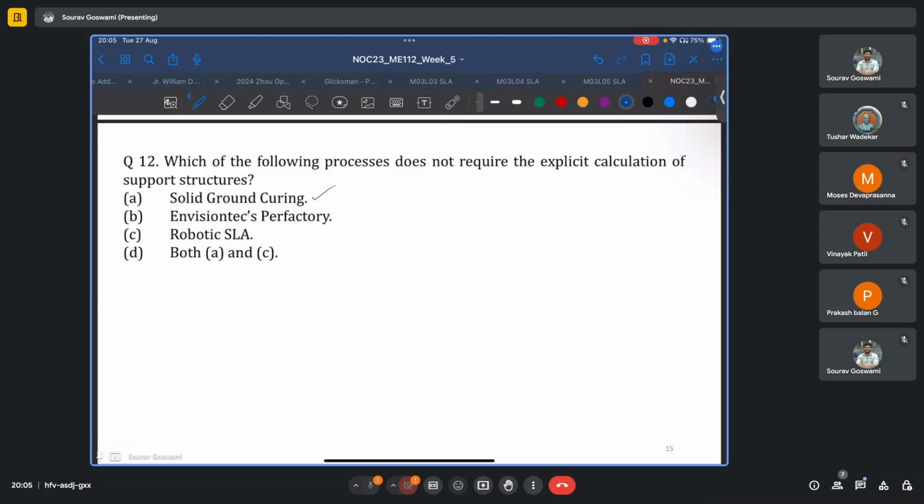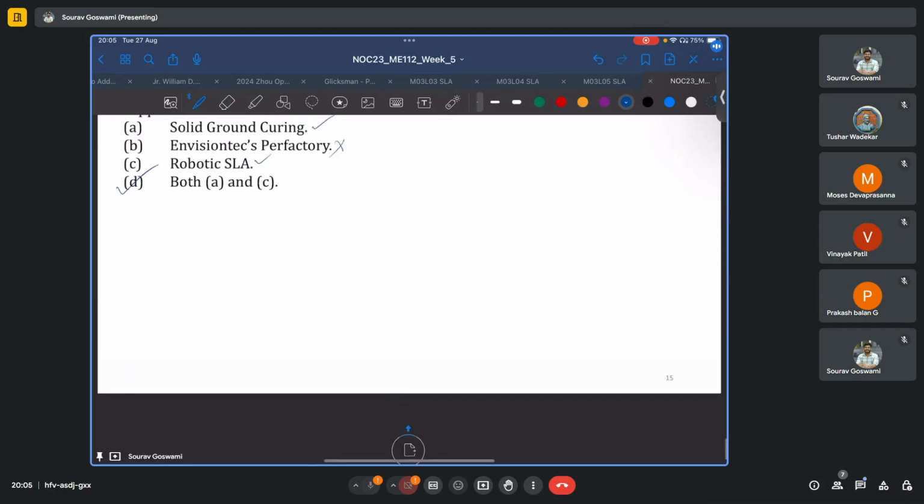Envision Tec Perfactory? No, in Perfactory, the explicit support structures may still be needed and they will have to be factored in during the pre-processing stage itself. Robotic SLA. As we saw in the case of robotic SLA, we may actuate our robotic arm in such a fashion that support structures themselves may not be required. Since support structure itself is not required, we need not perform any explicit calculations for where they might be required or not. So robotic SLA also fits the bill. Option D says both A and C. So in this case, option D is the most suitable and is the correct option.